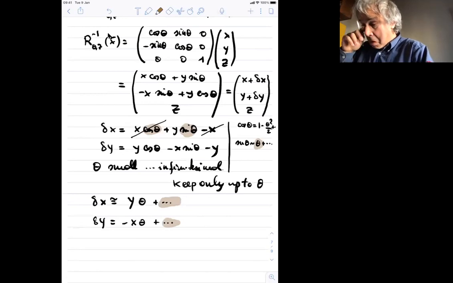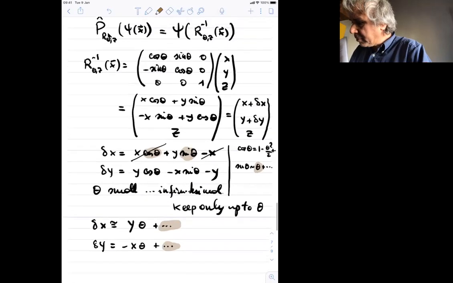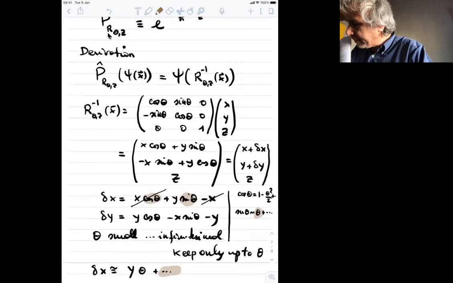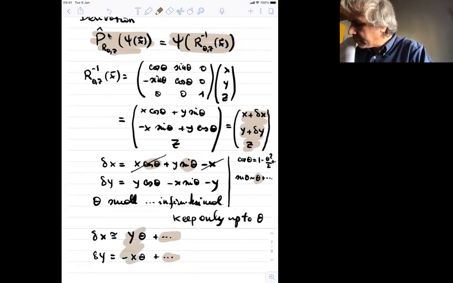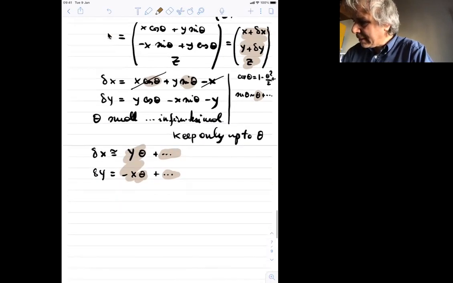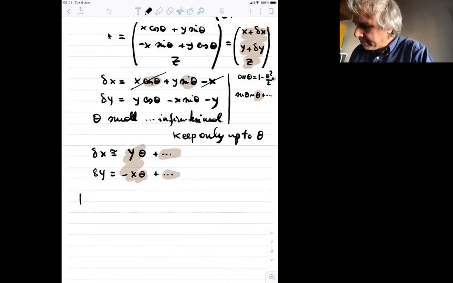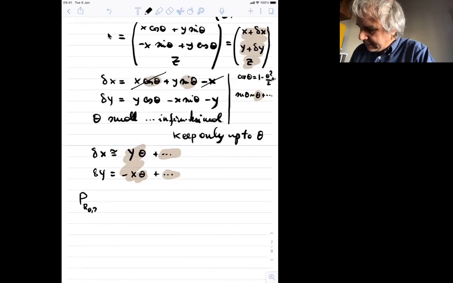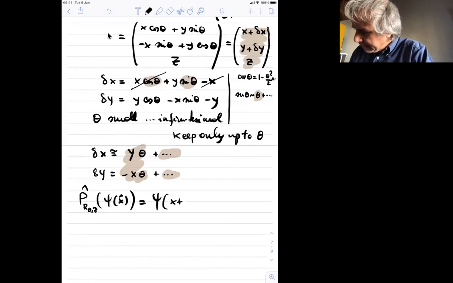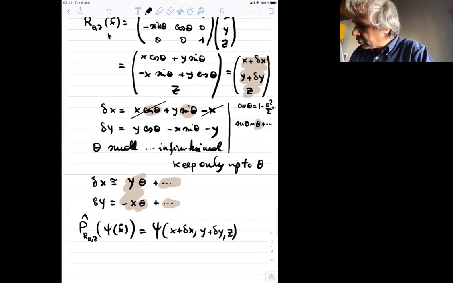Very good. If you are happy with that, let's look at our formula. The formula is so far the following. This P is equal to the psi at this point, and now the point is calculated in this way. Good. Let's try to rewrite the expression. So I have the P of R_theta_z applied to the function psi of x is equal to psi of x plus delta x, y plus delta y, and z. This is my first step.